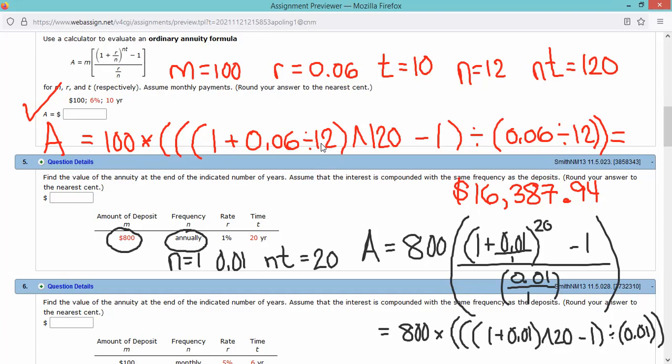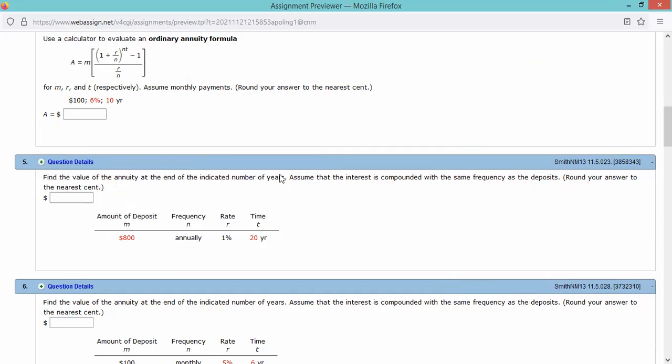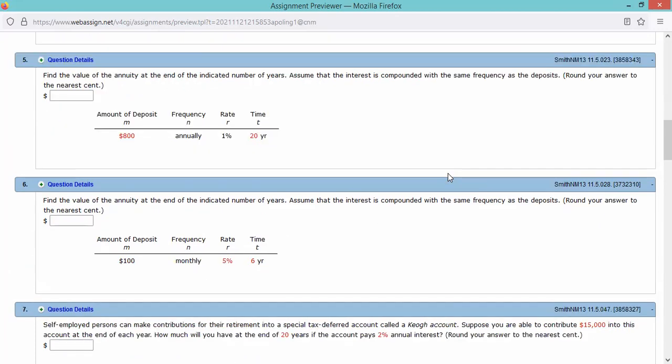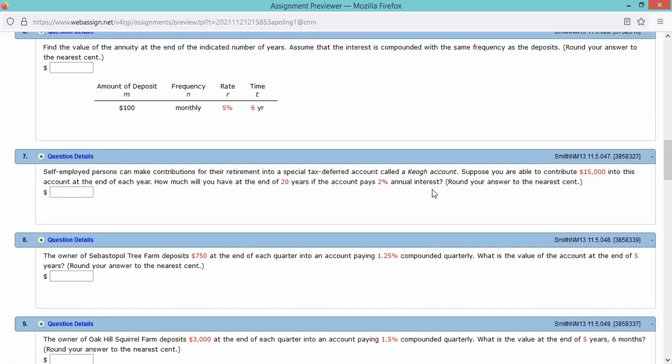Okay, so for 5, I got that A will be 17,615 and 20 cents. So just sticking it in the calculator, right? And now we're starting to change up what the frequency is. So we're back to monthly on this one. And then we get some more problems, right?